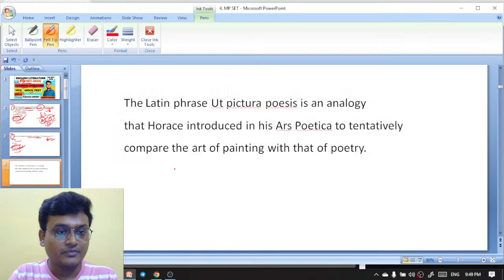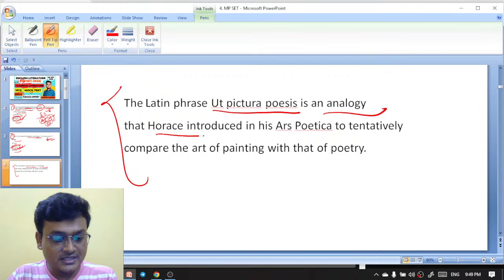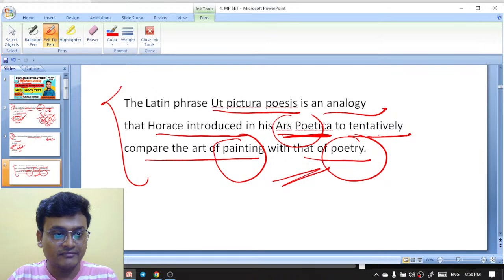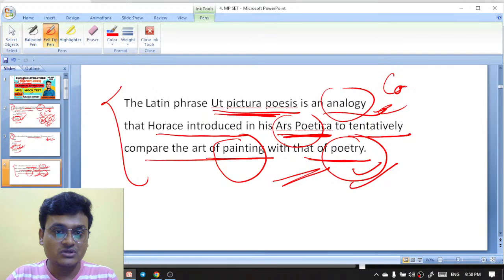And you see the Latin phrase, ut pictura poesis, is an analogy that Horace introduced in his Ars Poetica to tentatively compare the art of painting with that of poetry. So there is no difference between painting and poetry, according to Horace. In his Ars Poetica, he tentatively compared the art of painting with that of poetry. This Latin phrase is an analogy, a comparison. And what is analogy? Analogy means comparison.